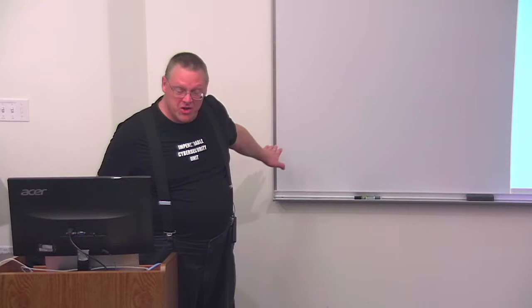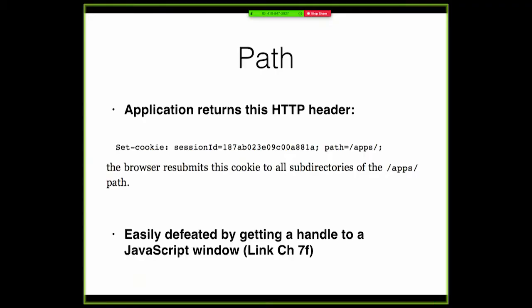So the system is designed so you can control where the cookies are going, but you have to understand the system and use it correctly. All right, so you can make a path equal apps, and now it will submit it to all subdirectories of the apps path. This turns out to be easily attacked by making a handle to a JavaScript window that refers to a domain there. This is the problem.